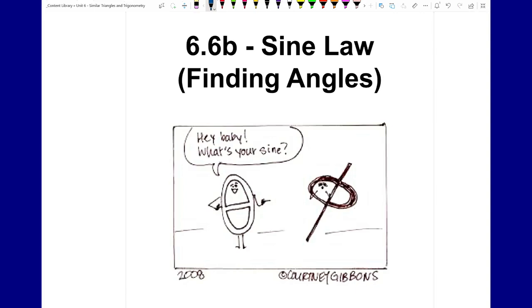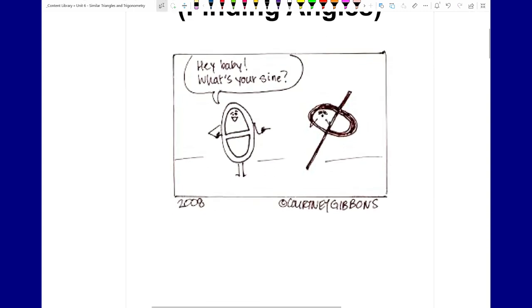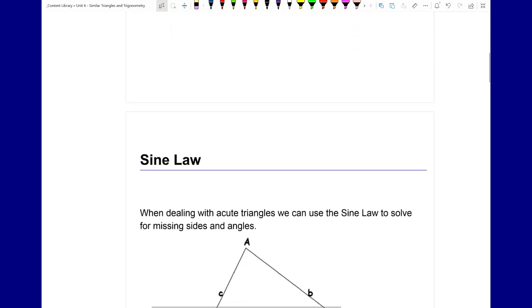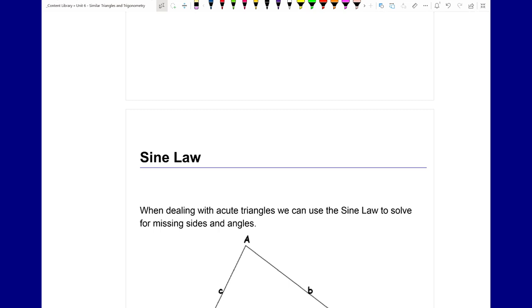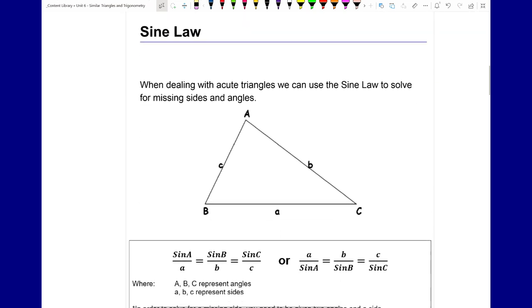In today's lesson, we are going to be looking at the sine law again. However, we're going to be looking at how to find missing angles using the sine law instead of finding missing sides. It's going to be very similar to our last lesson because it is the exact same formula and almost the exact same process, just with one extra step.